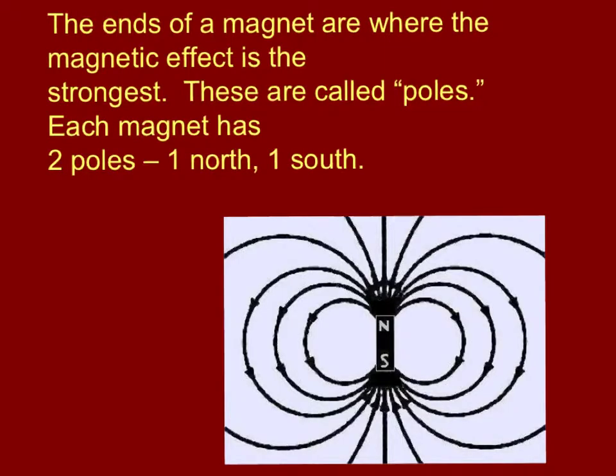The ends of a magnet are where the magnetic effect is the strongest. These are called the poles of the magnet. Each magnet will have two poles, north and south, very similar to an electron that has positive and negatives. And if you remember, with an electron, you always go from the positive to the negative, so plus charge arrow to the negative charge. The north pole will always have an arrow going towards the south pole.